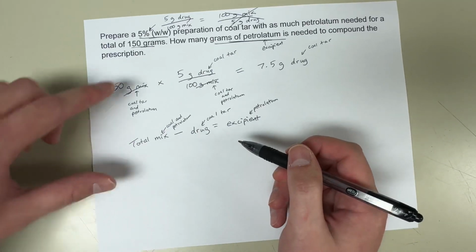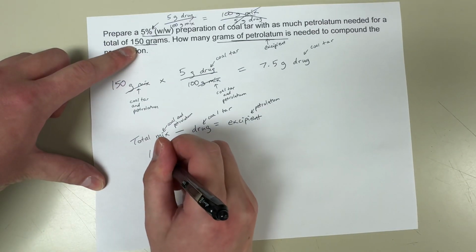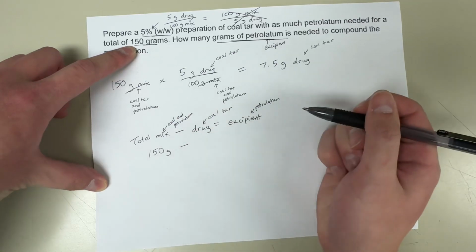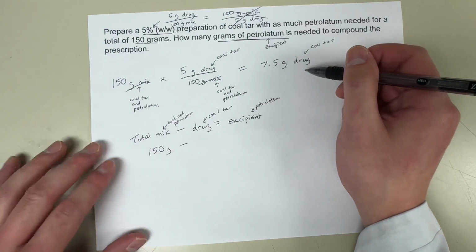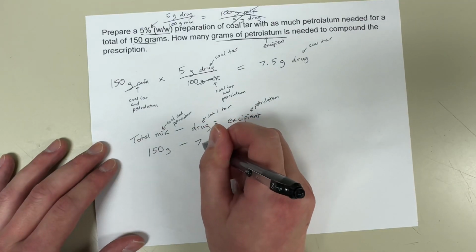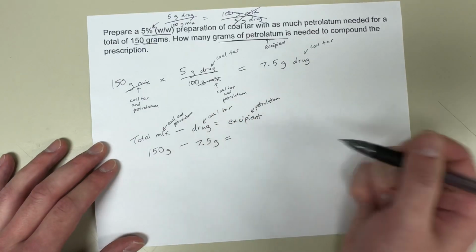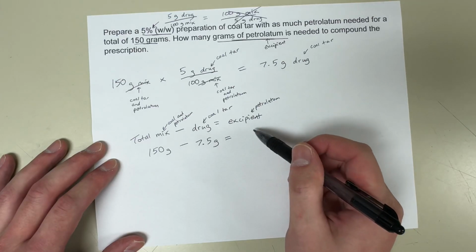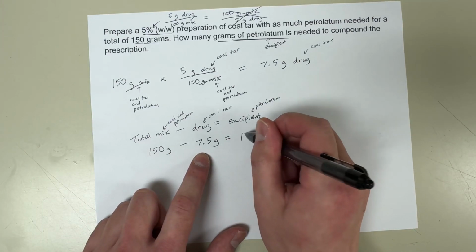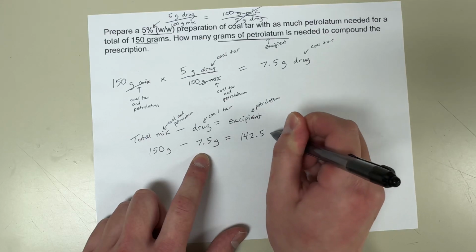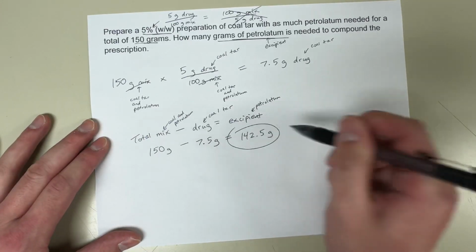So the total in the mixture was the same thing as at the beginning of the question, 150 grams, minus the amount of coal tar that I just calculated, which is 7.5 grams. And this is going to be equal to the amount of my petrolatum. So 150 minus 7.5, that equals 142.5 grams. And that's my final answer.